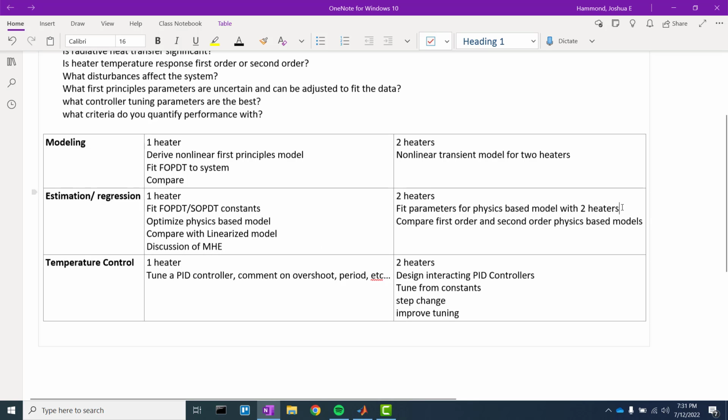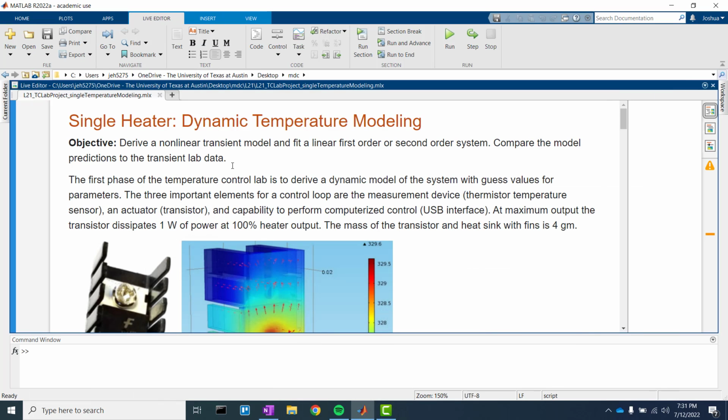With two heaters, we'll fit parameters to the physics-based model based on a step test with two heaters, and we'll compare our first-order and second-order physics-based models. Finally, for temperature control, we'll look at tuning a PID controller, and we'll comment on characteristics of that control, and we'll move on to two heaters, and design interacting PID controllers. We'll tune them from constants, we'll do a step change and improve that tuning even more. So I just wanted to get a brief overview of the big picture we're doing with this.